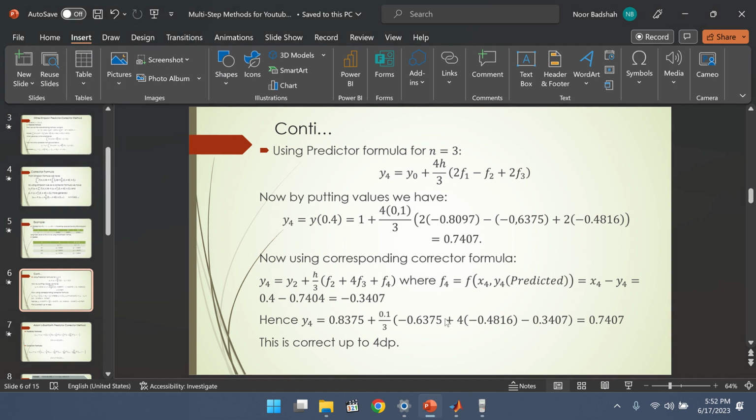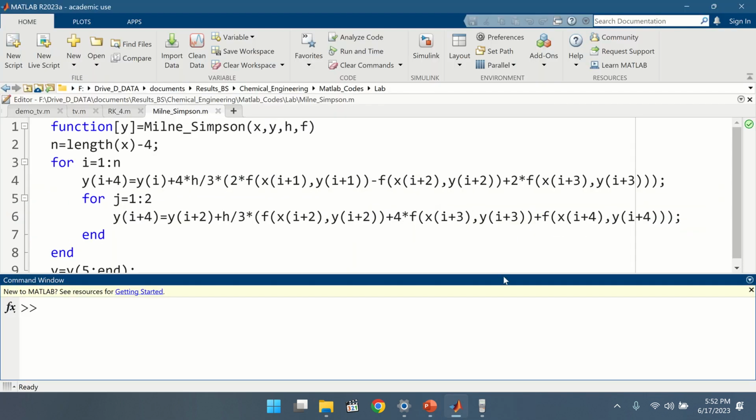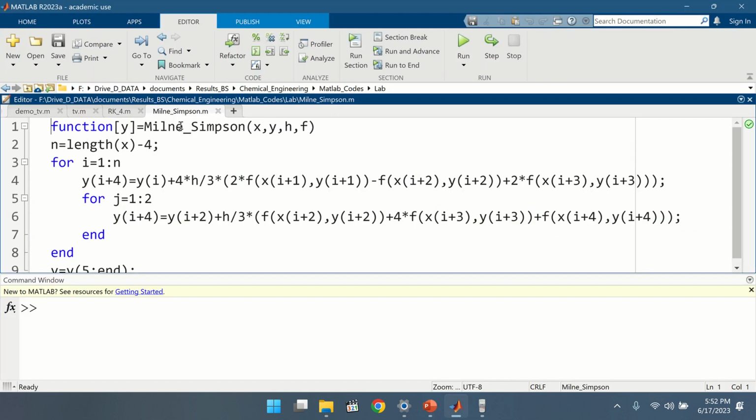I'm moving towards the MATLAB code for this method. It's straightforward MATLAB code, and there is nothing difficult in it. I'm just labeling it Milne Simpson. I'll be inputting x, y and my h as well, and f is the function defined. What I'm doing is introducing n. N is the length of x minus 4. Why am I subtracting 4? Because you'll already know y0, y1, y2 and y3.